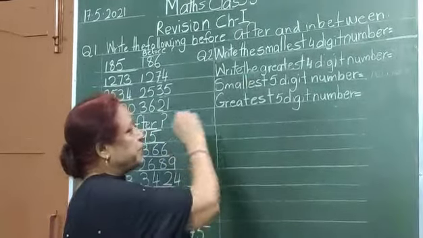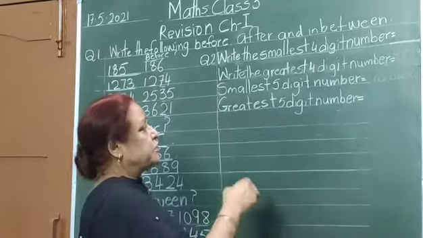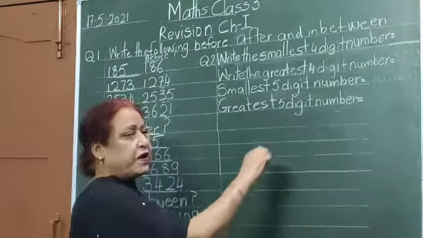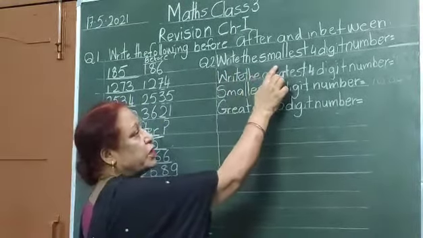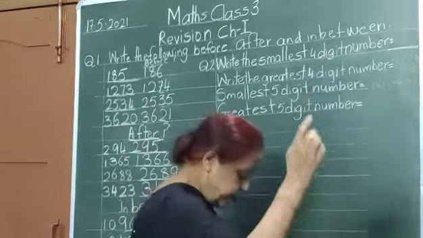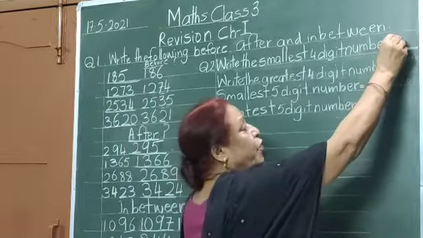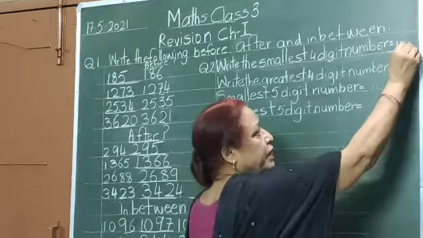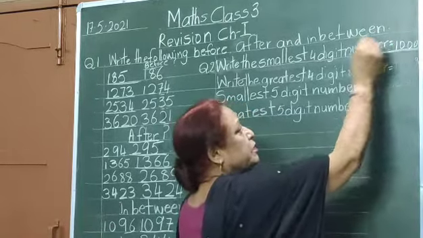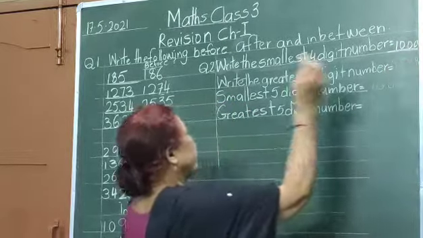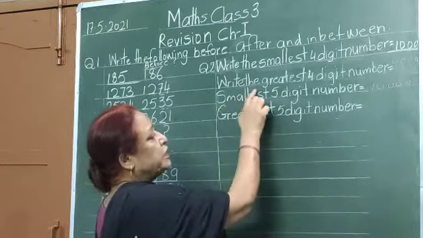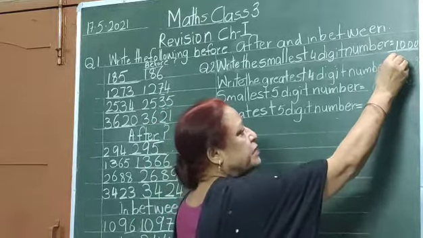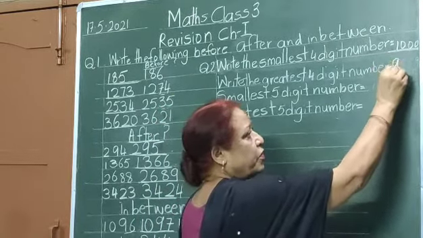Now children, last time we did all the digits: 3 digits, 2 digits, 1 digit. Now we will do bigger. We will revise it again. Write the smallest 4-digit number. Last time I told you how many zeros will come in a 4-digit number? 3. Now, write the greatest 4-digit number. How many 9s will come? 4.